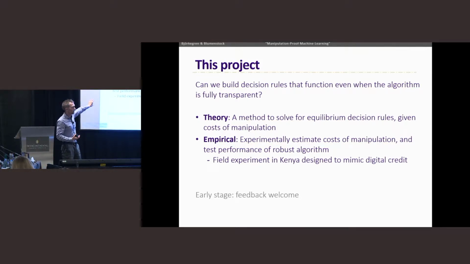We'll then have an experiment to actually estimate this model, where we estimate the cost of manipulation and test the performance of our more robust algorithm. And this is a field experiment in Kenya designed to mimic digital credit. And we're going to spend about half of the time of the talk on each of these components.